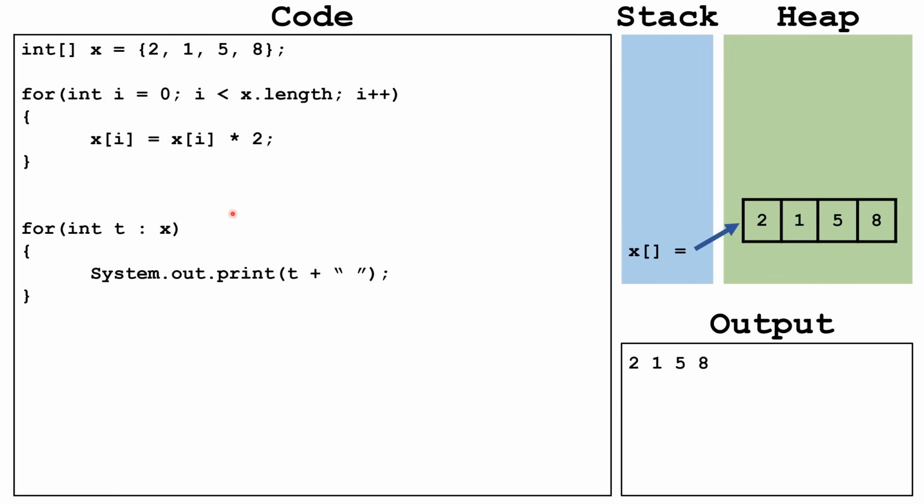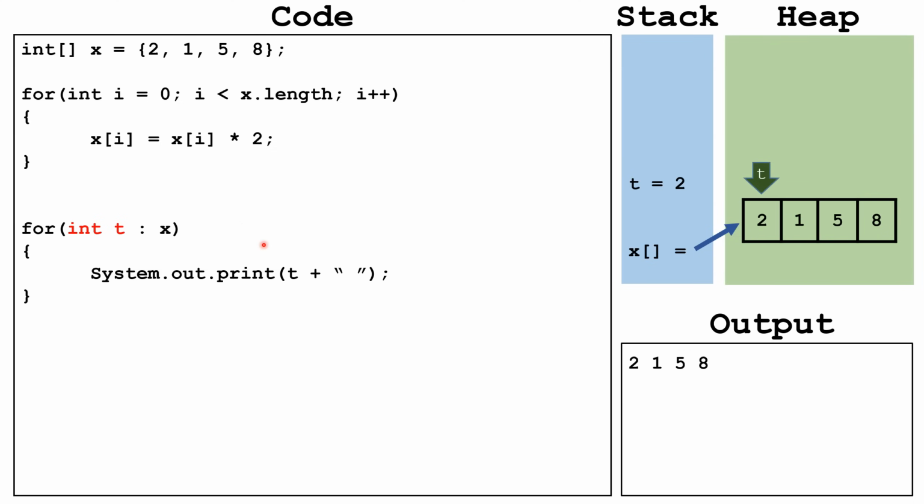A for each loop will go through one time for each index in an array. Each time it goes through, the temporary variable will hold the value inside each of the indexes. So the first time through, t will hold 2, the second time through it'll hold 1, and so on. So let's trace this out.